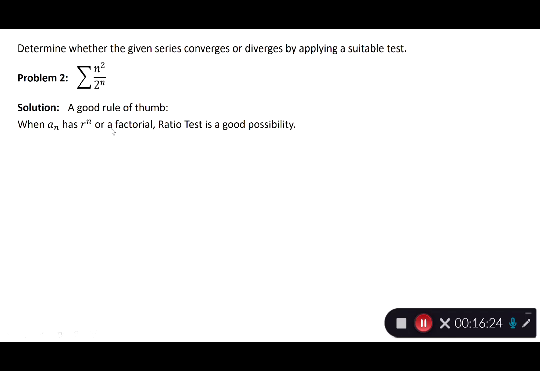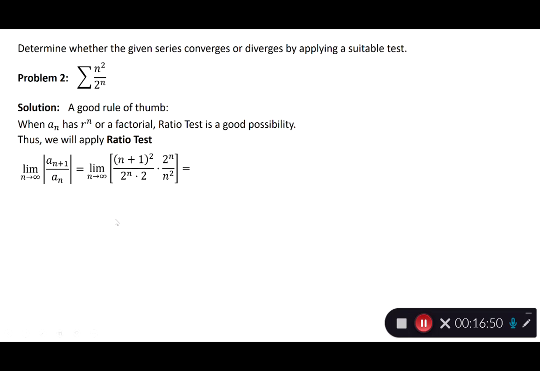So what is a sub n here? A sub n is n square over 2 to the n. If that is the case, what is a sub n plus 1? Replace n with n plus 1. So we have on the top n plus 1 the quantity square over 2 to the n plus 1 in the bottom, right? So that is exactly what I'm about to do.